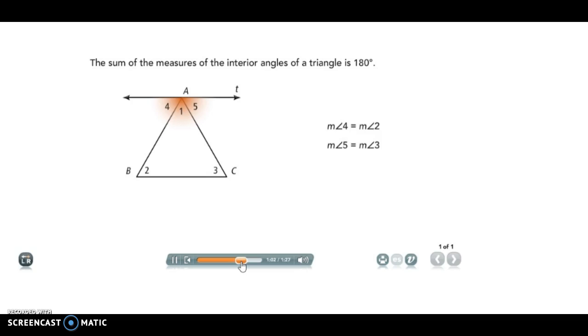Then we know that angle 4 and angle 1 and angle 5 all equal a straight line because they are all going to be on that 180 degree line where A is. So if those three angles are 180 degrees, and we look at their congruent angles, angle 2 is the same as angle 4, and angle 5 is the same as angle 3, then we can prove that the inside of the triangle is going to be 180 degrees.